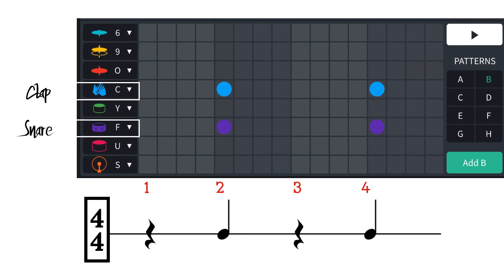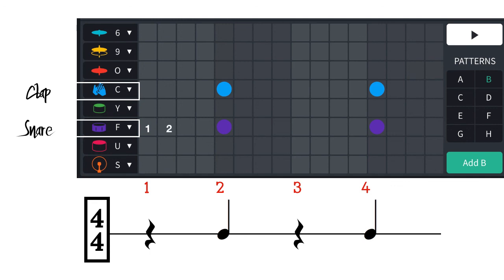Okay, this is how on BandLab you would write beats 2 and 4, how you'd make sure that your clap and your snare was on beats 2 and 4. Each column is 1 beat. If you put a circle in the first box, that would mean it was on beat 1. Each beat lasts for 4 little squares. On the notation, the first beat is a rest, a crotchet rest, and the second beat is a crotchet, so the clap and the snare come in. The third beat is a rest, fourth beat is a crotchet.